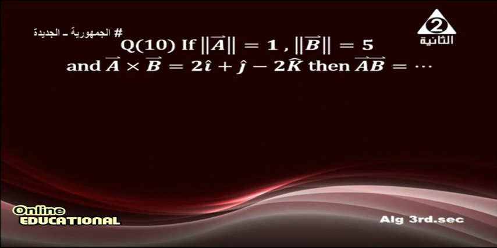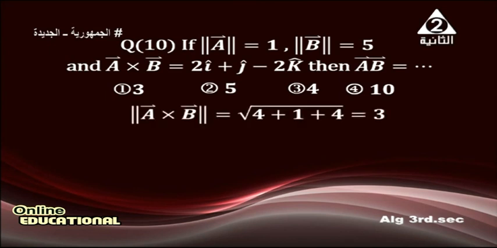Another example. If the norm of vector A equals 1, the norm of vector B equals 5, and A cross B, the vector product, is 2i plus j minus 2k, what is A dot B? Don't forget the rule. We know that the norm of the cross product from the given is the square root of 2 squared plus 1 squared plus negative 2 squared, which equals 3. This is the norm of A cross B.